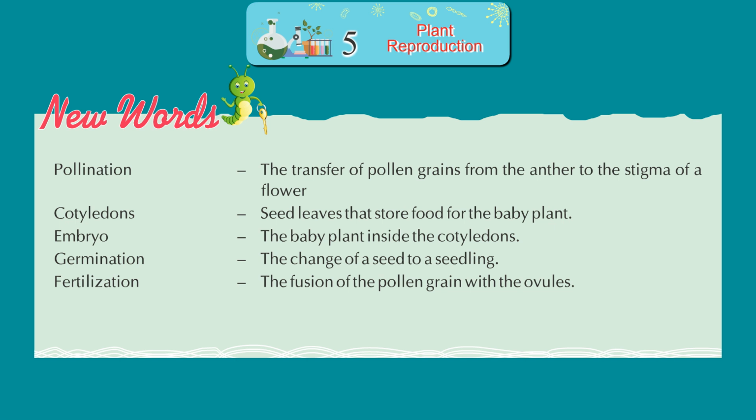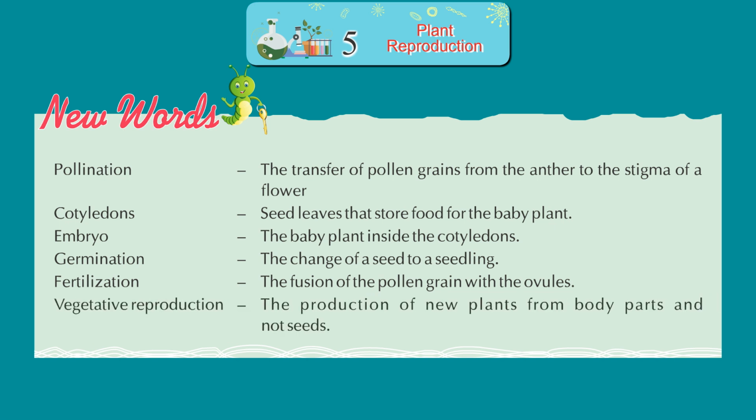Germination: the change of a seed to a seedling. Fertilization: the fusion of the pollen grain with the ovules. Vegetative reproduction: the production of new plants from body parts and not seeds.